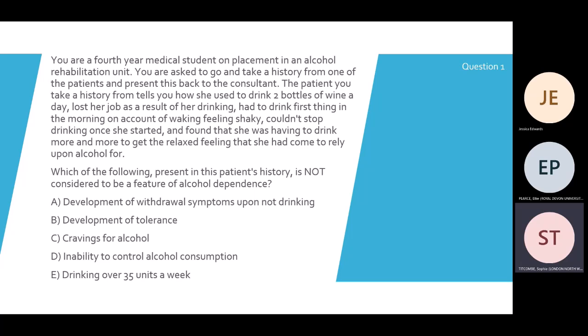So if we kick off with our first question for this evening then, you are a 4th year medical student on placement in an alcohol rehabilitation unit. You're asked to go and take a history from one of the patients and present this back to the consultant. The patient you take a history from tells you how she used to drink 2 bottles of wine a day, lost her job as a result of her drinking, had to drink first thing in the morning on account of waking feeling shaky, couldn't stop drinking once she started, and found that she was having to drink more and more to get the relaxed feeling that she'd come to rely upon alcohol for. Which of the following present in this patient's history is not considered to be a feature of alcohol dependence?